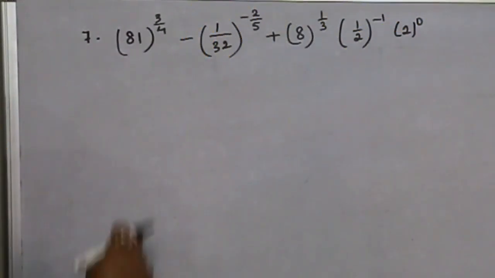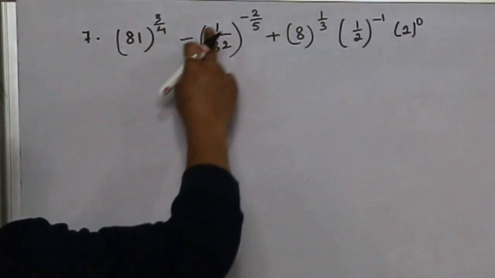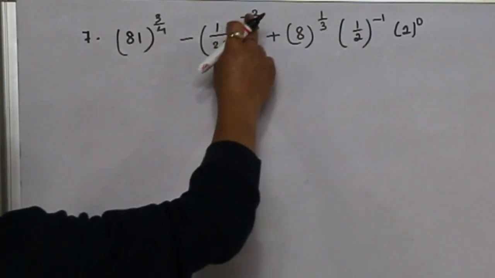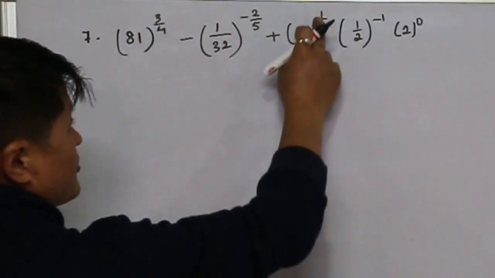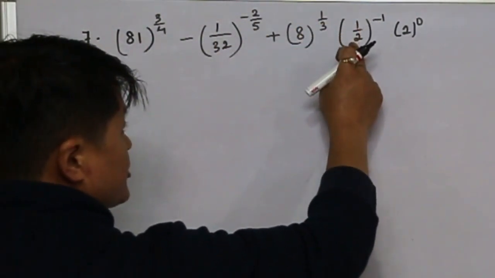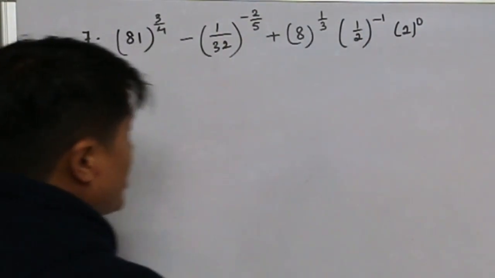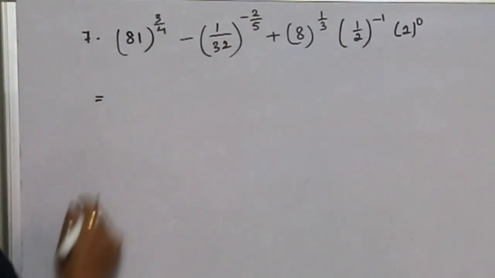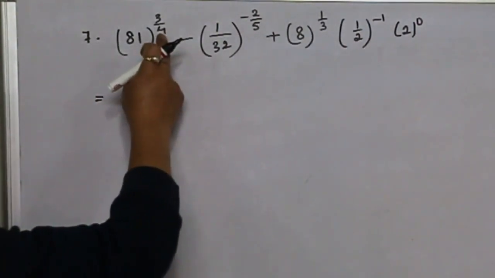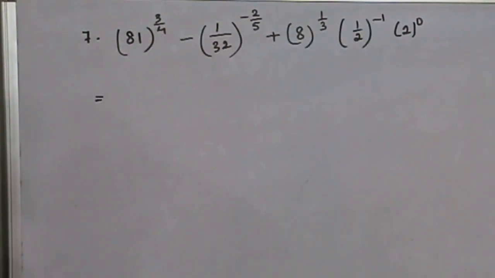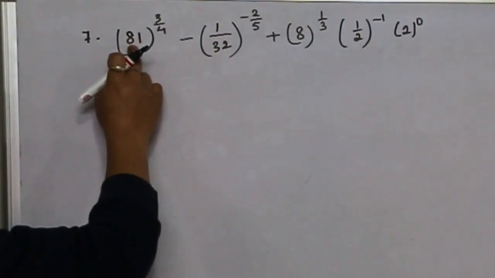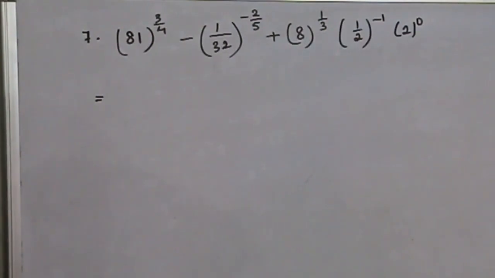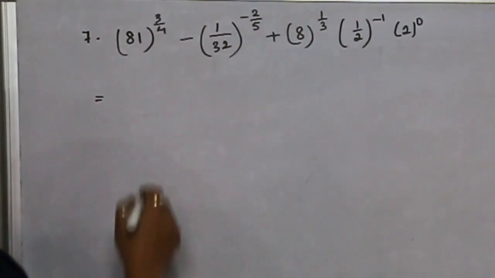Next question we have is 81 to the power 3 by 4, minus 1 by 32 to the power minus 2 by 5, plus 8 to the power 1 by 3, 1 by 2 to the power minus 1, to the power 0. We solve this. So I already told you, whenever there is a denominator in the power, we have to check the base. The base will have the same power. This 81 is what? We can write 3 to the power 4.